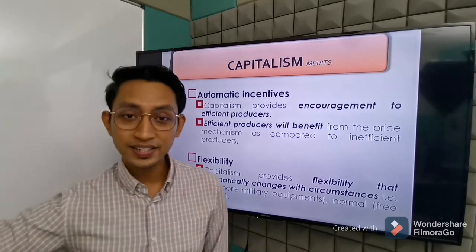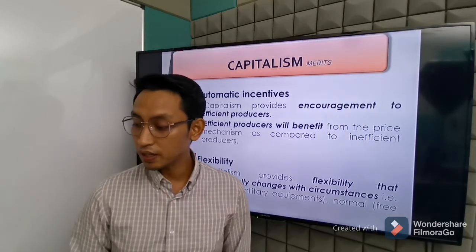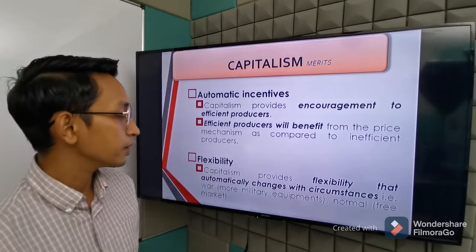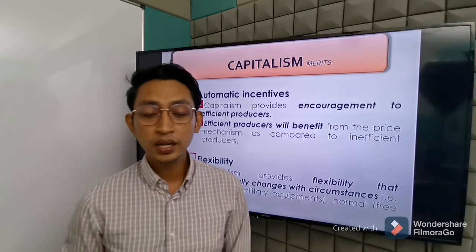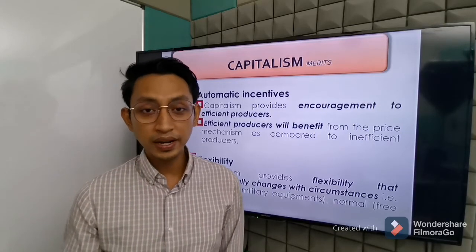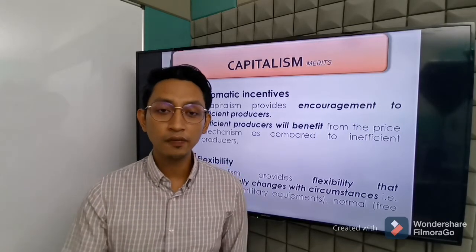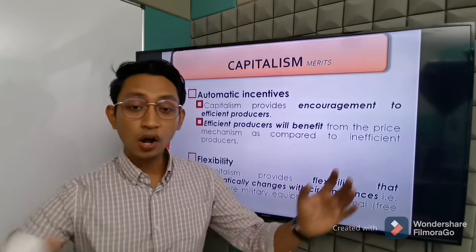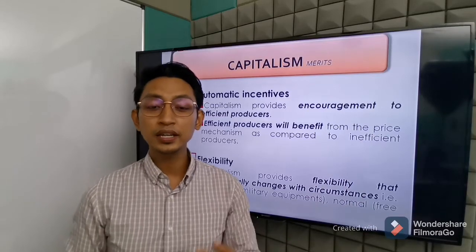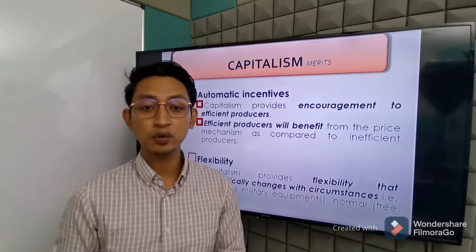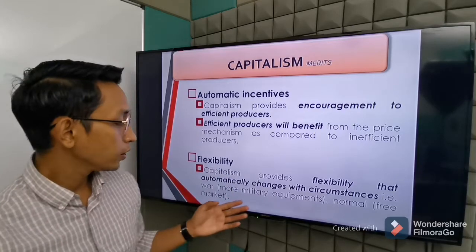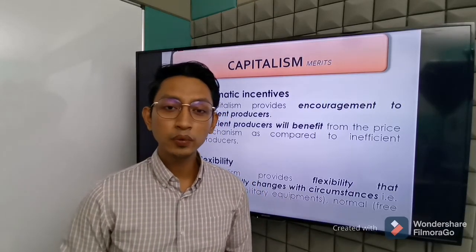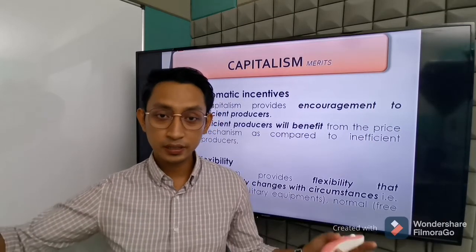And next one is flexibility. Flexibility means capitalism provides flexibility that automatically changes with the circumstances. Okay, for example, during a war period, let's say the country is involved in war, then during that time the economy will need more military equipment. Then they will produce more military equipment. Okay, during a normal period, people will demand more food. They will increase the food.